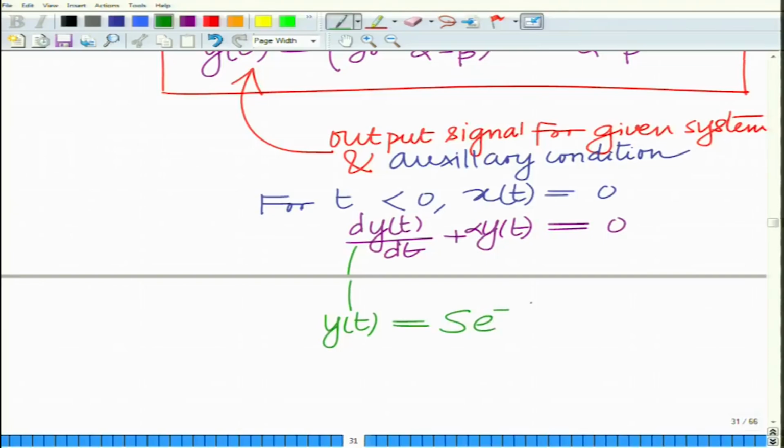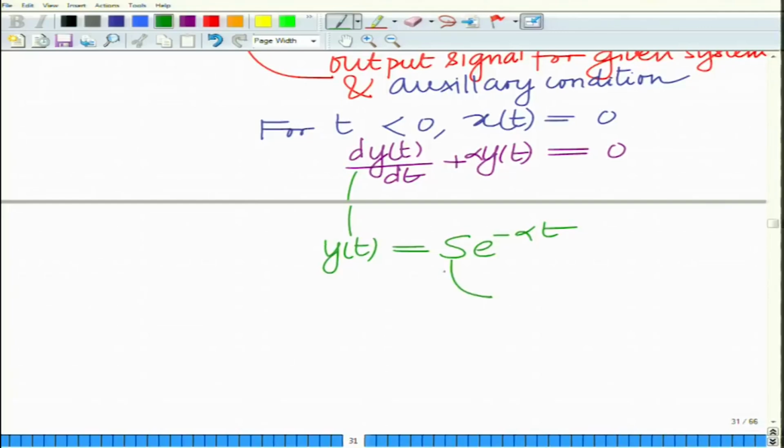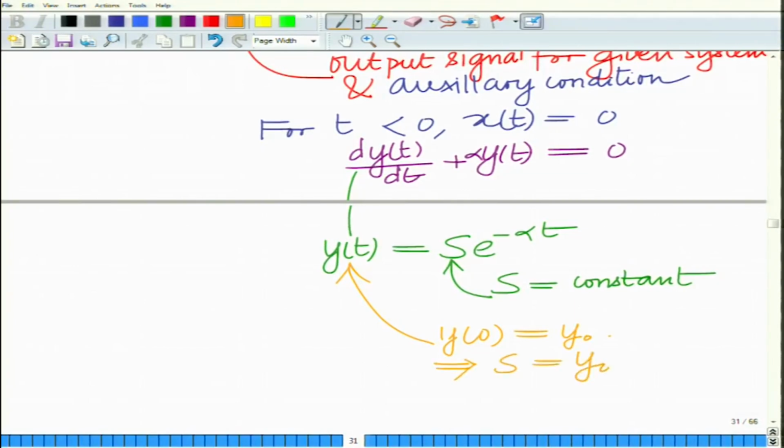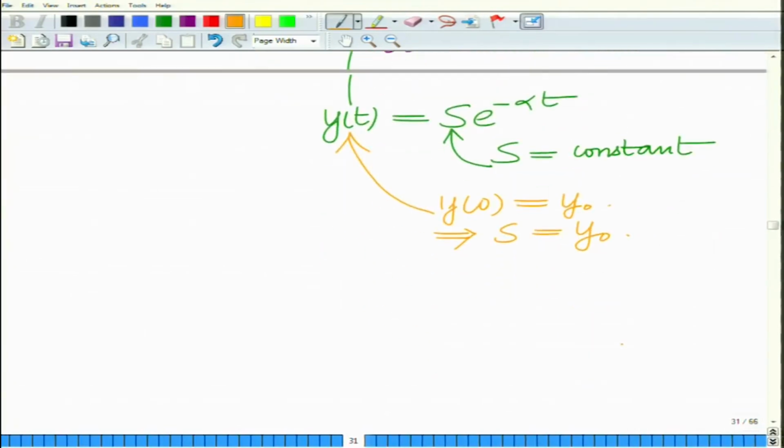It is of the form s e power minus alpha t, where s equals some constant, and you determine that by using once again the auxiliary condition y of 0. This implies s into 1 equals y naught, which implies s equal to y naught.